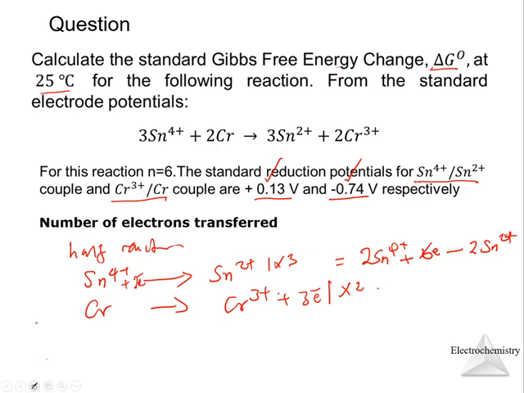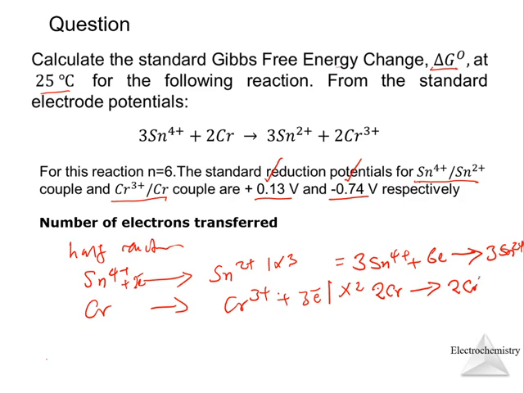Let me try to, I think I made a mistake. This is not okay. We get back to this one. We are multiplying this equation by 3, right? So it will be 3 Sn4+ plus 3 times 2 gives you 6 electrons, giving you then 3 times this, you get 3 Sn2+. Then for this equation you multiply by 2, which means you get 2 chromium, giving you 2 chromium 3+ plus 6 electrons.